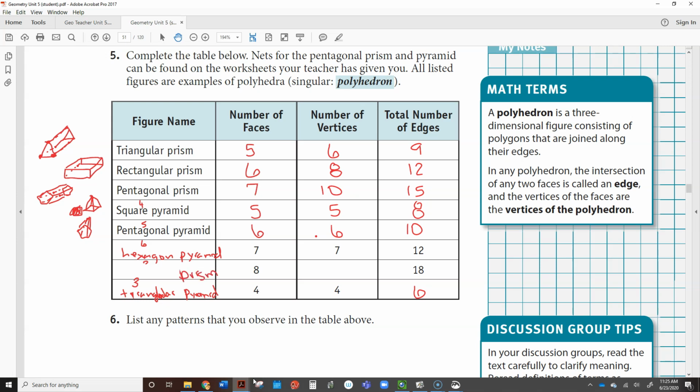Right, so let's see. When a triangle has 3 sides, it had 5 faces. A rectangle has 4 sides and it had 6 faces. A pentagon has 5 sides and it had 7 faces. So it looks like the number of faces for a prism is 2 more than the number of sides of that shape. So take 2 away from this and I believe we get a hexagon.